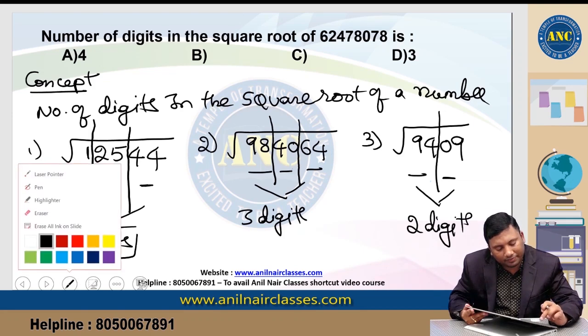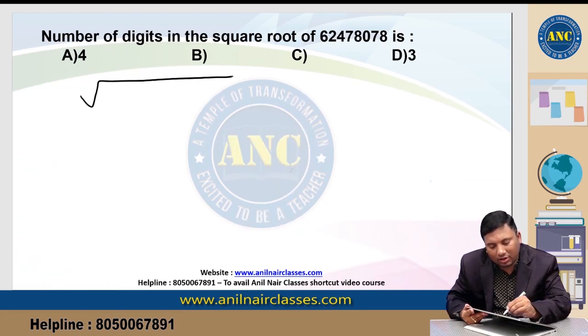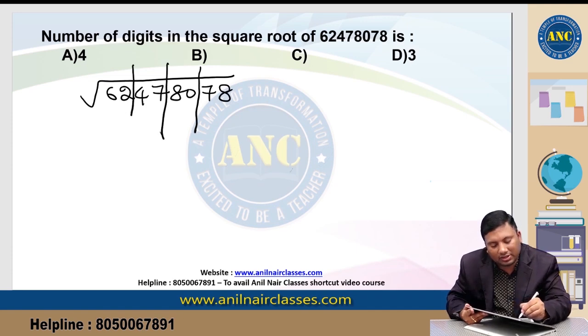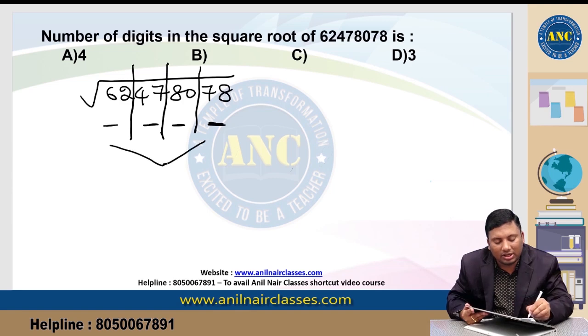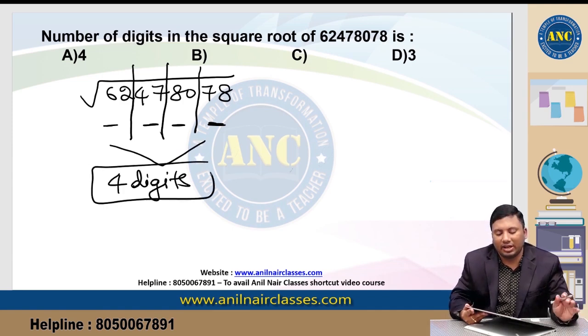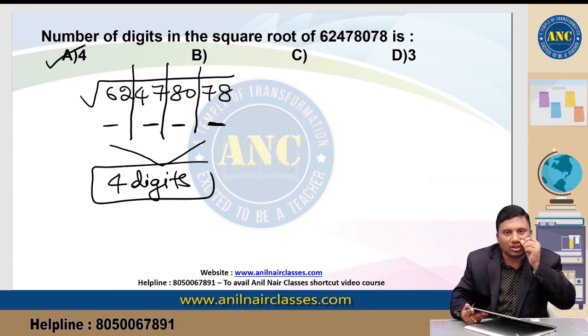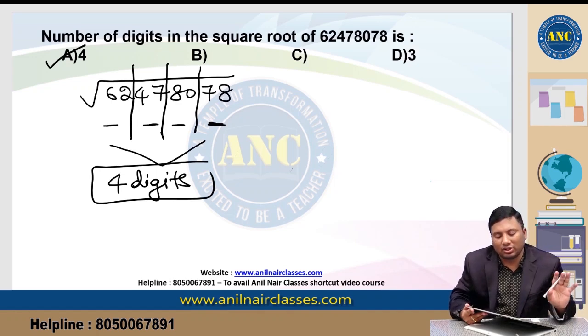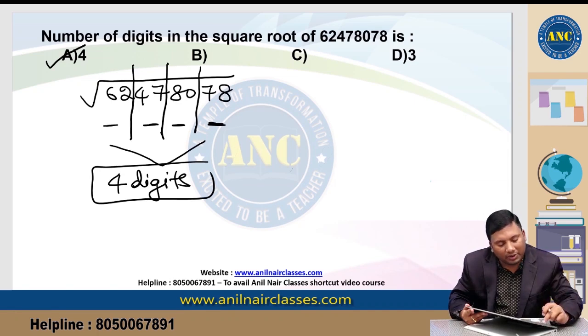Now let us solve this question. Square root of 62478078. Keep a slash after every 2 digits. Answer contains totally how many digits? Answer contains totally 4 digits. Idea is clear? So answer for this question is 4. How to find the number of digits in the square root? I hope it is clear.